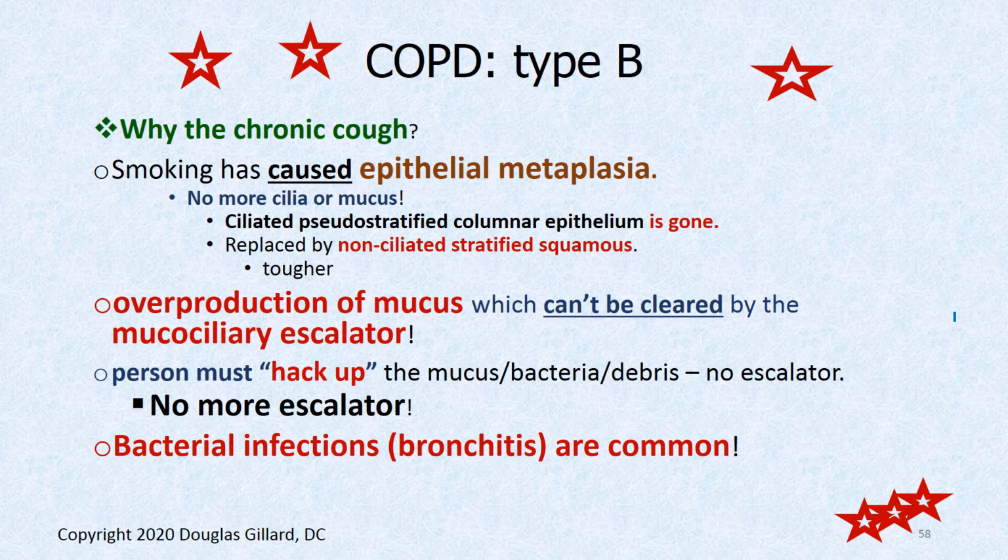We'll morph that tissue into something that can stand the smoke. So it morphs into a non-ciliated stratified squamous that can handle the smoke. But there goes your mucociliary escalator, and you can't sweep the gunk out of your lungs. So you have to cough and hack it up every morning. And these patients, just like people with cystic fibrosis, are prone to infection and pneumonia and all sorts of problems.